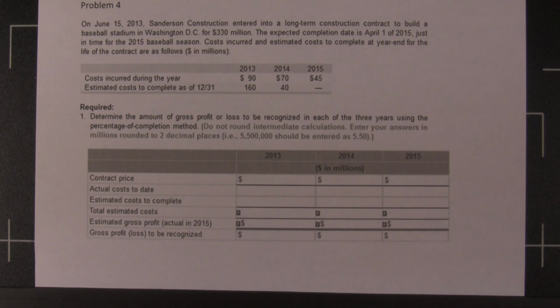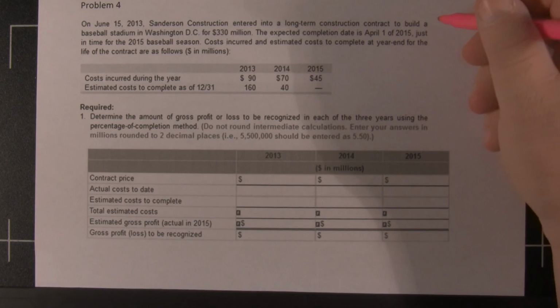Okay, problem 4, module 10 through 12, talks about a long-term construction contract, and we're going to talk about how to compute the revenue and the recognized profit, and we're even going to talk a little bit about IFRS. Okay, so let's see what we need. First of all, let's go through and read it.